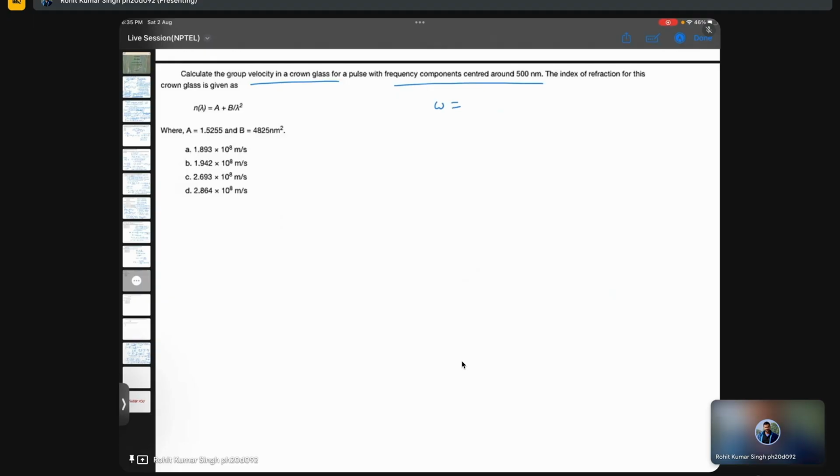That means omega is given. And you know, for a group velocity there is this d omega, so that's why it is telling you that it is centered. So you will have a distribution like this. The width of the distribution is basically delta omega, and it is centered at omega, which is 500 nanometer.